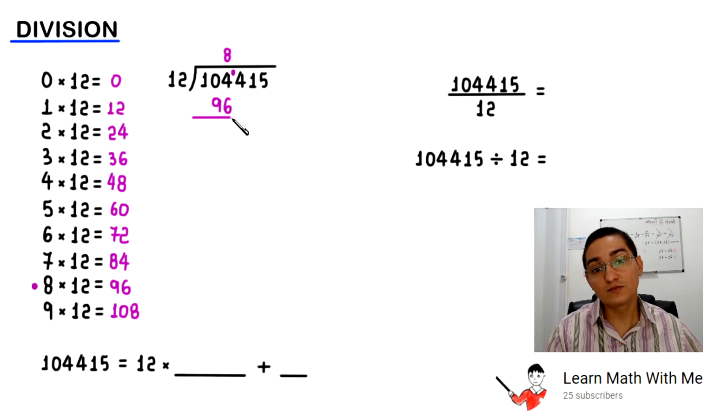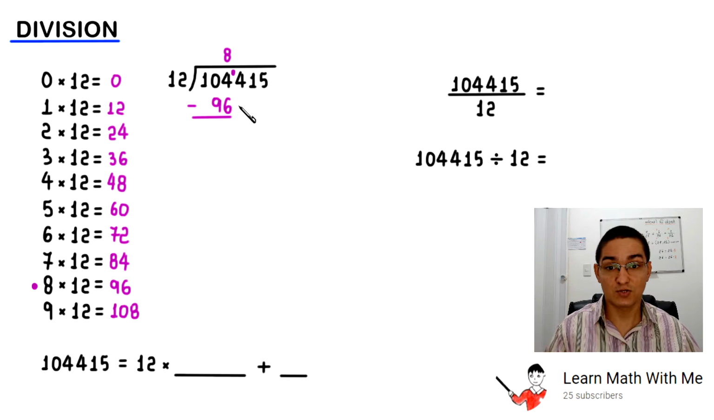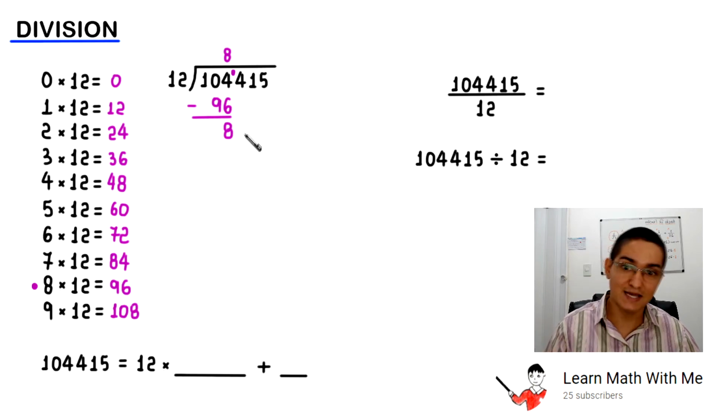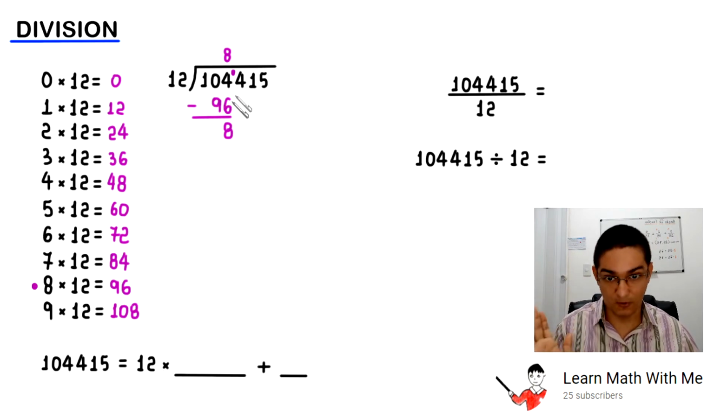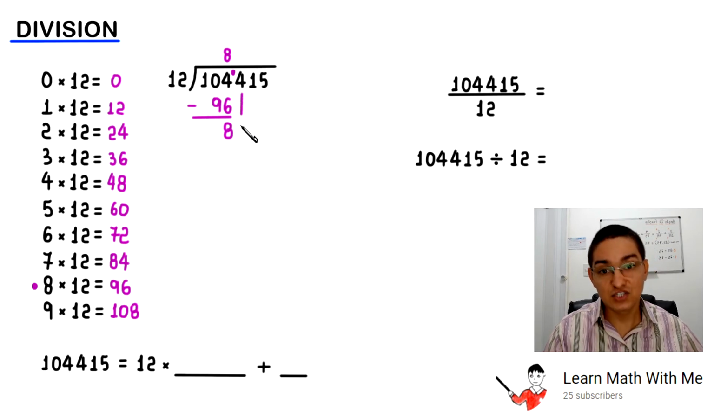And then we subtract. This subtraction is very easy. You can complete the small number until you reach the big number. So 96 plus 4 equals 100, and 100 plus 4 equals 104. So we added 4 twice. Actually, we added 8, right? What I'm trying to say is that 104 minus 96 equals 8, because 96 plus 8 equals 104. After a subtraction, we bring down the next digit. The next digit is 4, so now we have here 84.